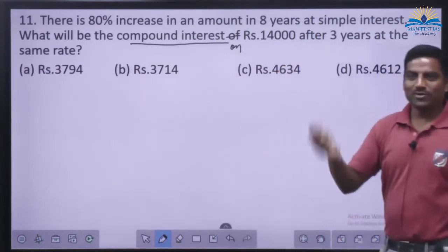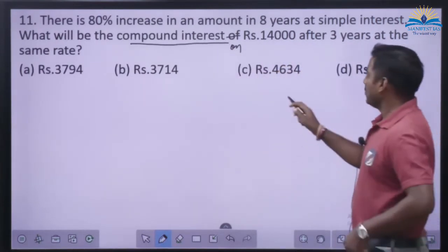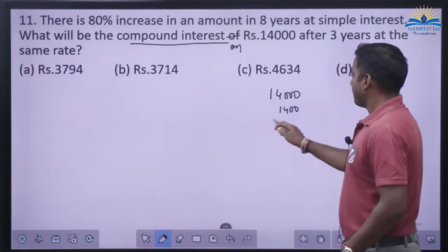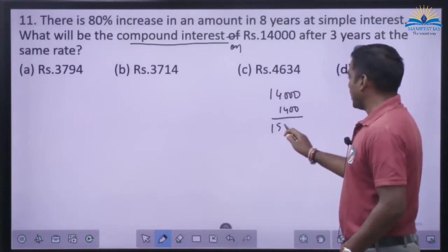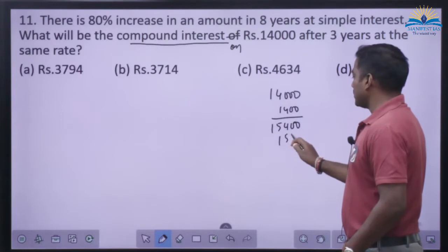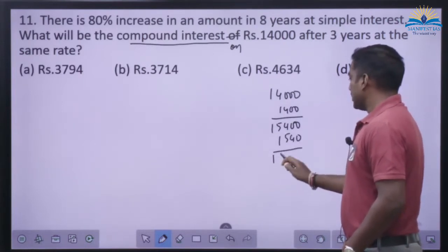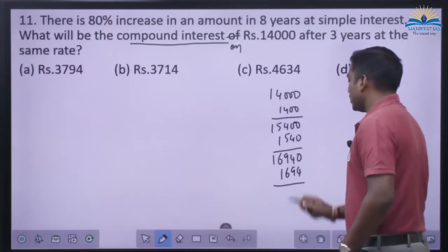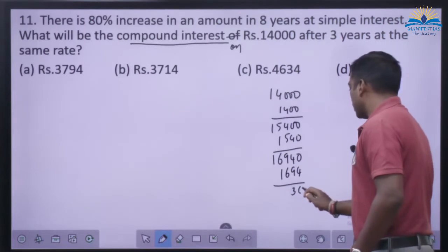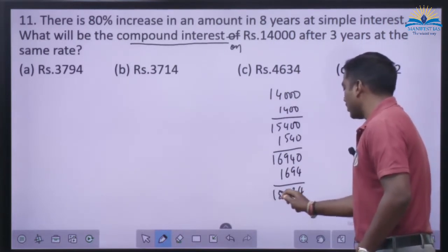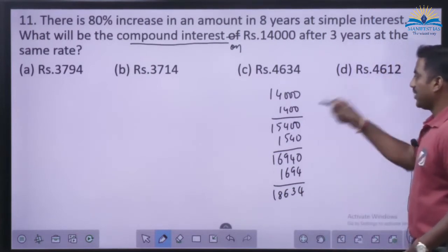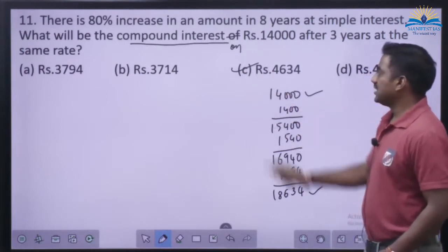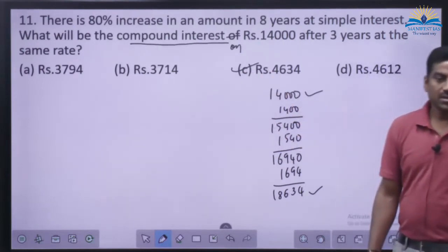If it was simple interest, straight away we would have gone for 30%. So 14,000. Here first 10% is 1,400. So this is 15,400. Another 10%, 1,540. It is 16,940. Another 10%, 1,694. So here 34, here 6, and here 18. 18,634. But the initial principal is 14,000, so subtract that one. 4,634. Done?